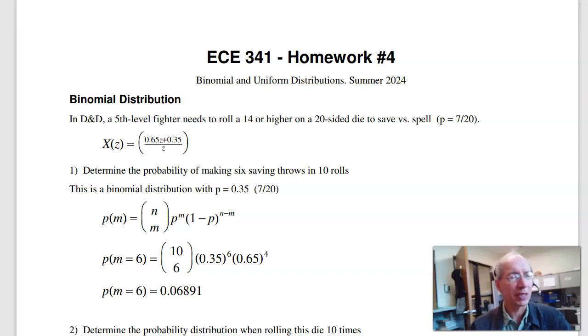So basically you don't like making saving throws because eventually you'll fail and you get petrified. So suppose you get hit with 10 of them. What's the chance you're going to save 6 times out of 10?